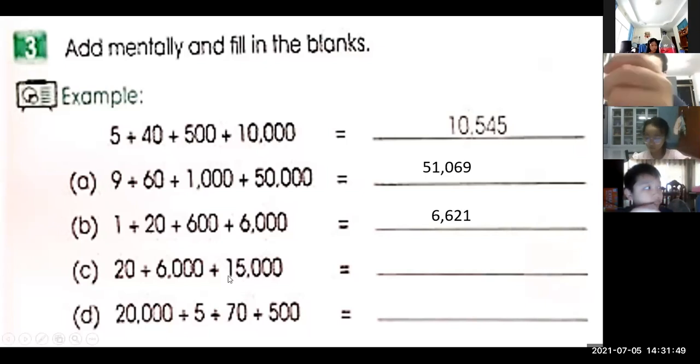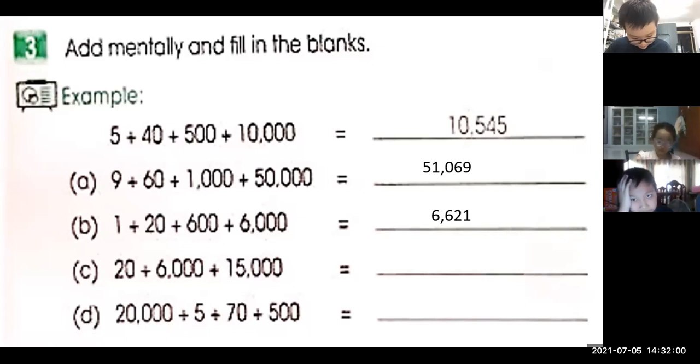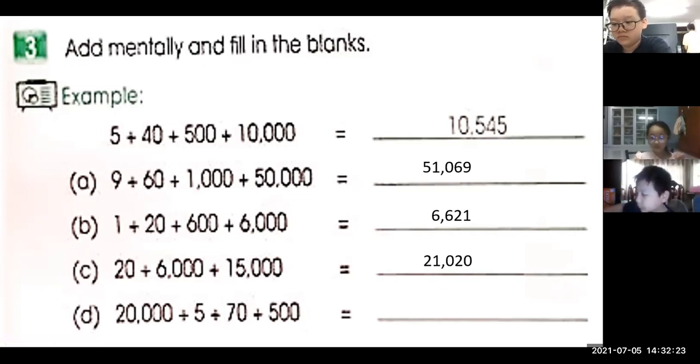Look at the place value. If you look at the place value here, 15,000 plus 6,000. 5 plus 6. 11. 21,000. Because if we add the thousands place, 5 and 6 is equal to 11. So we write 1 in here. So it becomes 21,020. Okay, 21,020. Letter D.